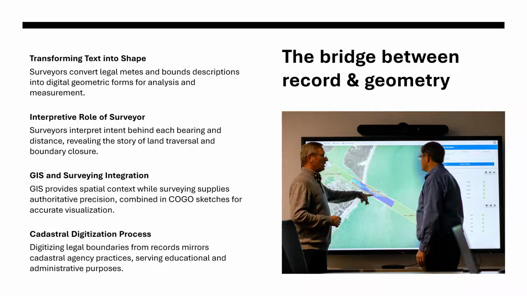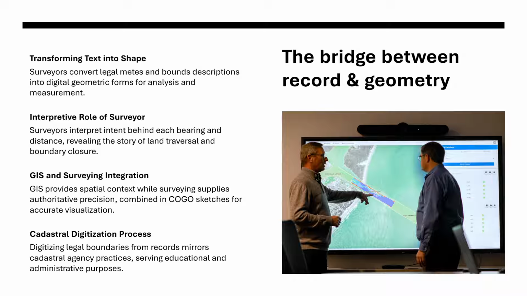This is the heart of the capstone process, where we move from text to shape. Back in lecture 3, when we discussed surfaces and grading, I mentioned that every digital model begins with geometry grounded in evidence. That concept applies here too. You are taking the written, legal narrative of a parcel, a metes and bounds description, and transforming it into a digital form that can be analyzed, measured, and compared.